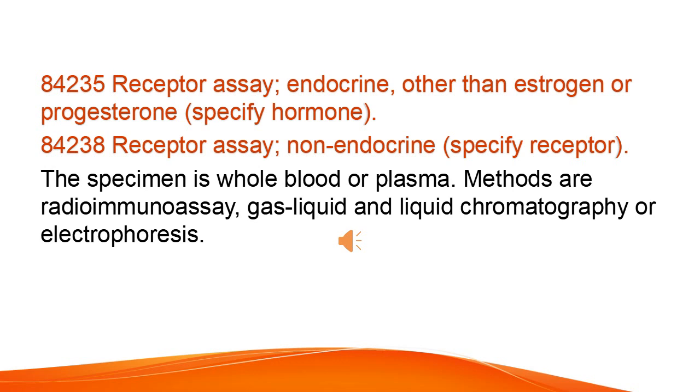Receptor assay, endocrine, other than estrogen or progesterone, specify hormone. Receptor assay, non-endocrine, specify receptor. The specimen is whole blood or plasma. Methods are radioimmunoassay, gas liquid and liquid chromatography or electrophoresis.